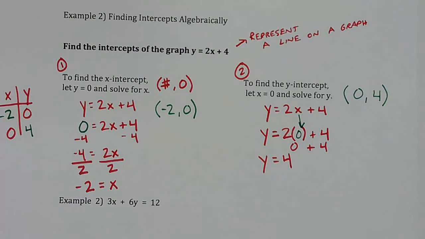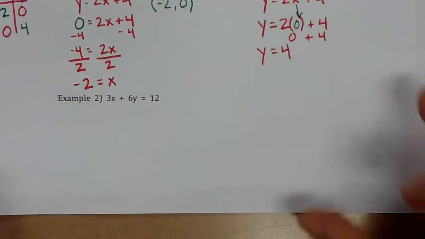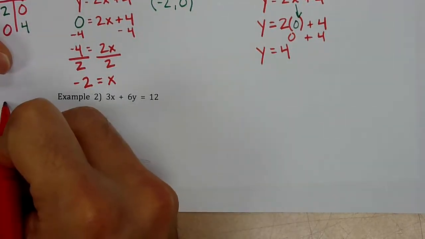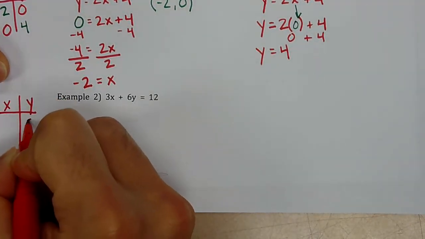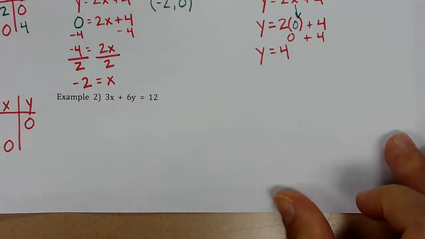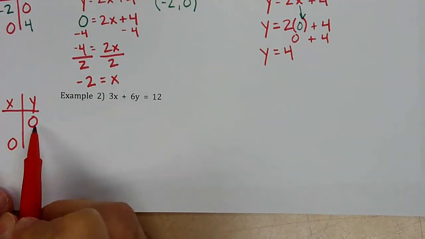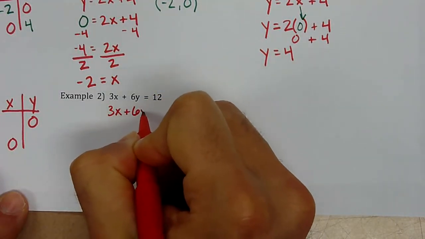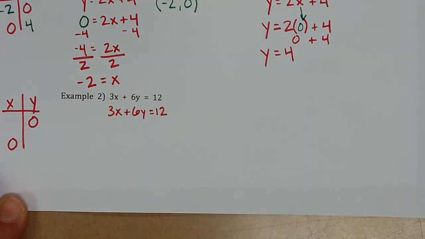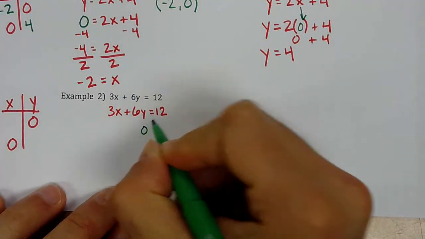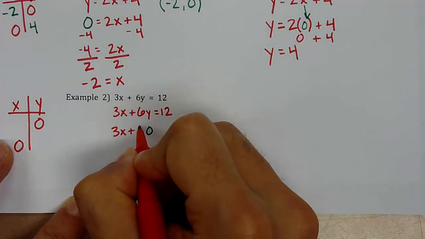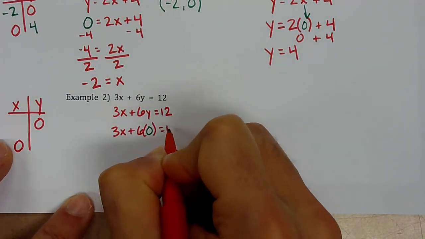We'll do one more example. So I want to find the x and y intercepts of this equation here. So I'm going to start with my table, x, y, 0, 0. So in the first part, I'm going to replace the y with 0. So I'm going to take my 3x plus 6y equals 12. I'm going to replace y with 0. Everything else will stay. So 3x plus 6 times 0 equals 12.